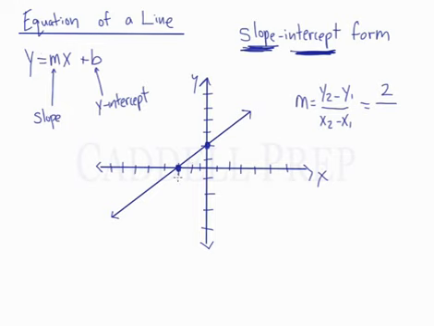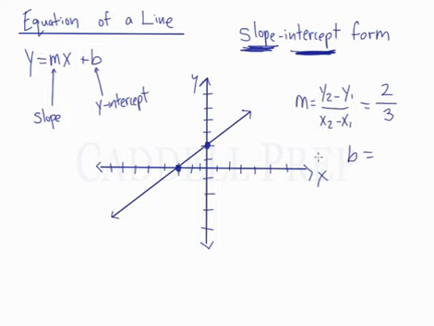Okay, now we'll look at the x values. Initially this is at -3, and to get to this point we move over 3 spots because this is at x equals 0. So it goes from -3 to 0, so that's a change of 3. So we have the slope is 2/3.